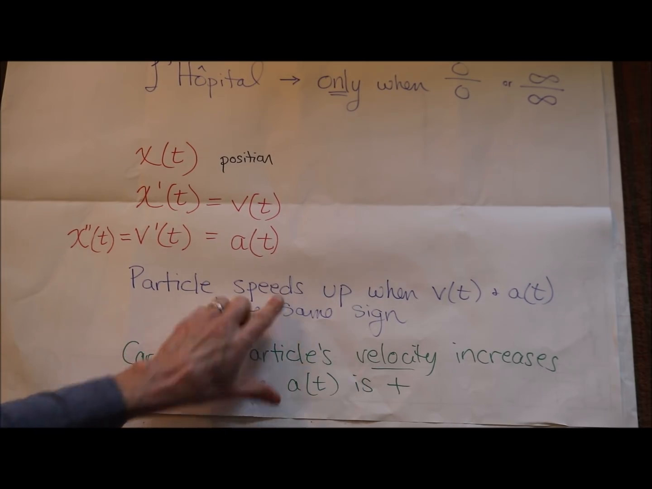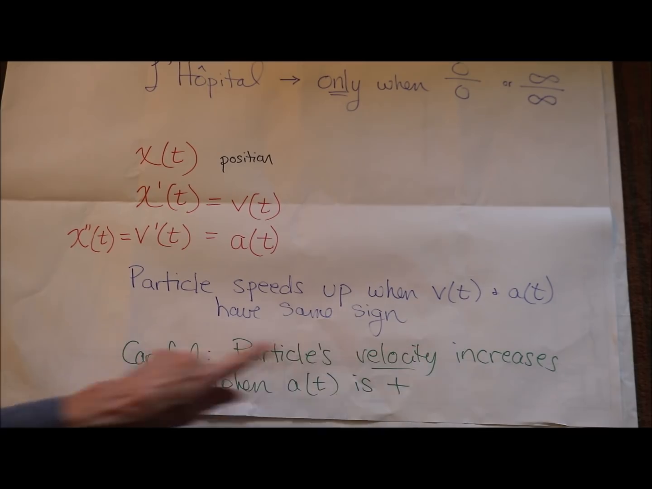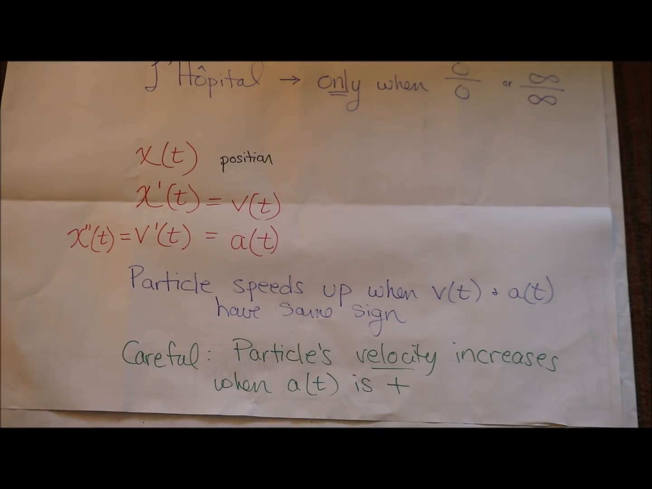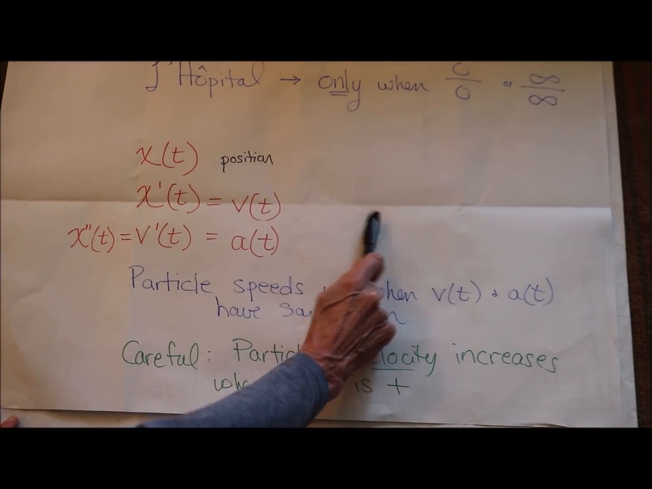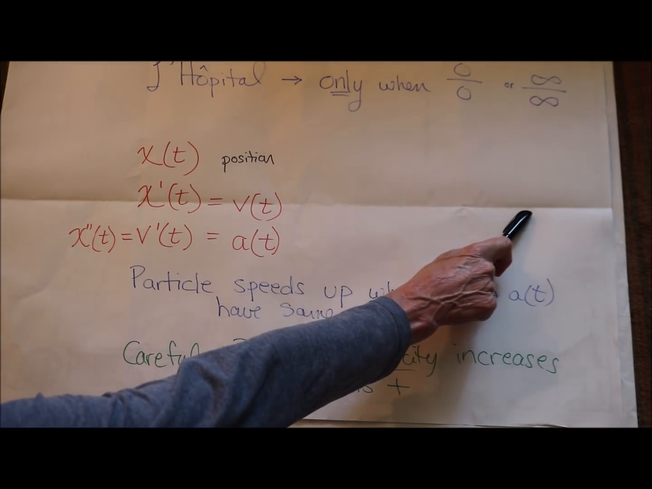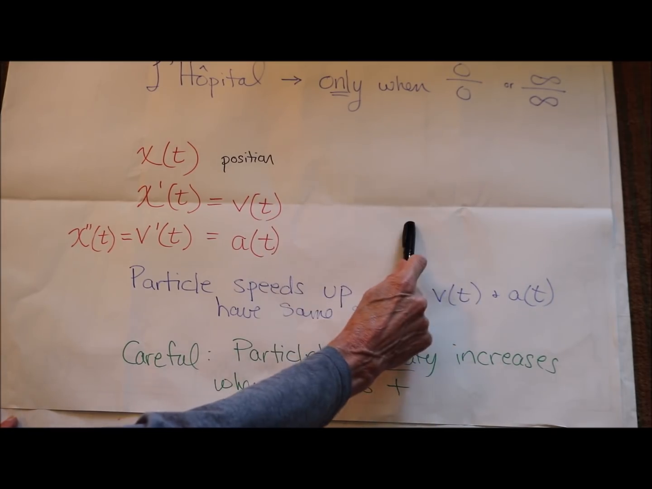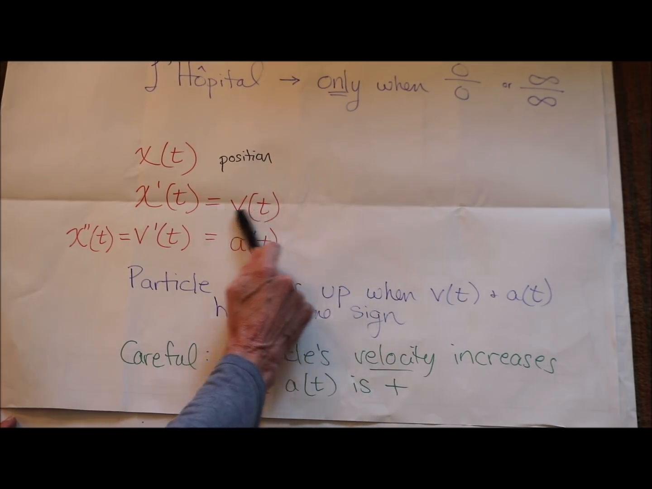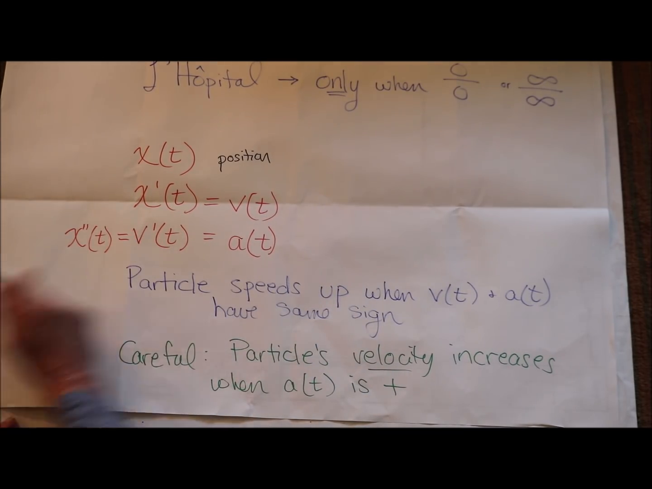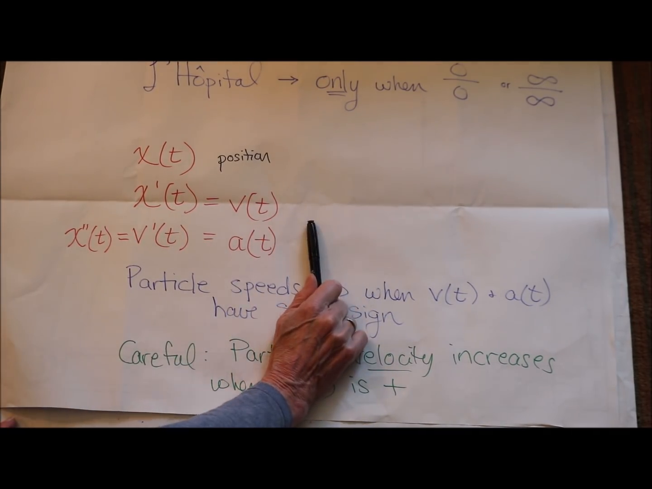A particle speeds up when the velocity and the acceleration have the same sign. So if my velocity is positive, that means I'm moving to the right, and if my acceleration is also positive, I'm speeding up. If my velocity is negative, that means I'm moving to the left. If my acceleration is also negative, I'm speeding up. If velocity and acceleration have opposite signs, then they are working against each other and I'm slowing down.